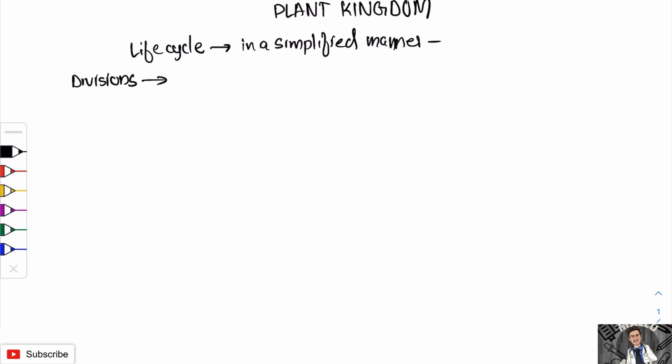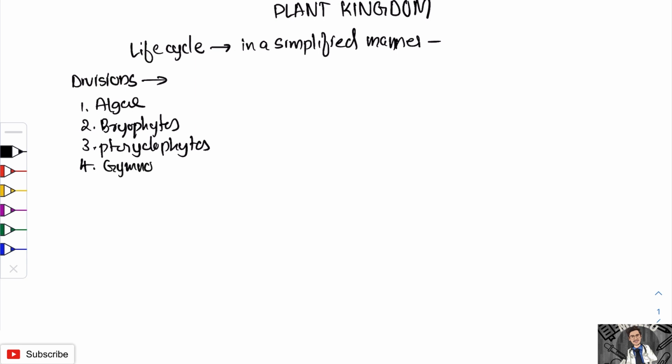So basically we have the algae, bryophytes, pteridophytes. I highly recommend you to take down the notes with me so that it becomes easy for you to have a recap before your exams. And then we have the gymnosperms, and then the angiosperms.